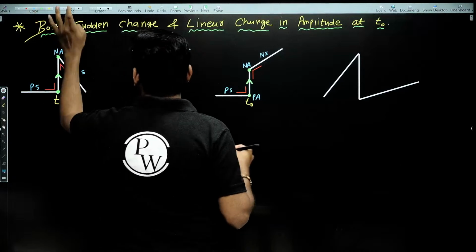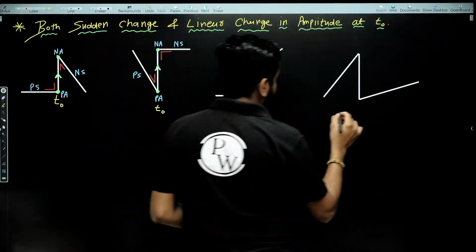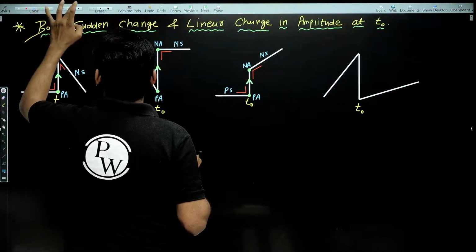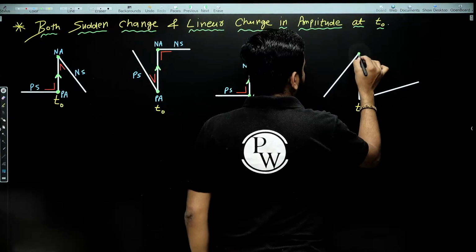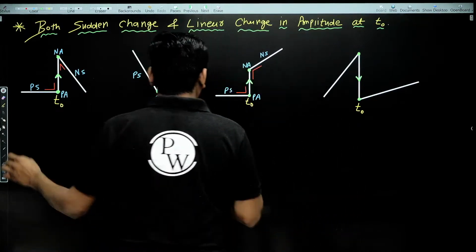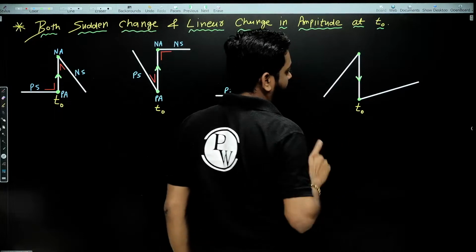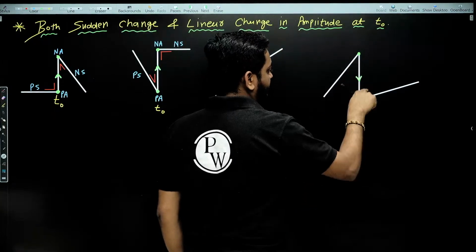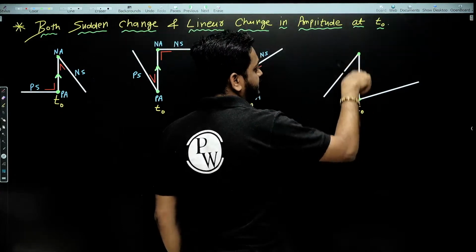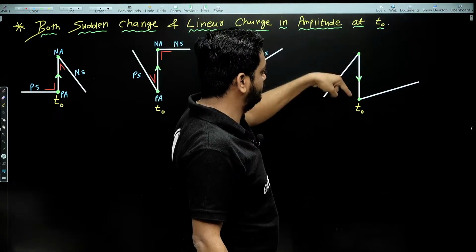So here you can see, guys, at t naught there is a linear change in amplitude as well as a sudden change in amplitude. The sudden change in amplitude is from here to here, and a linear change is also present. Only one linear change, not two, guys. This linear change and this linear change are both the same, and there is a sudden change in amplitude also, from this point to this point.